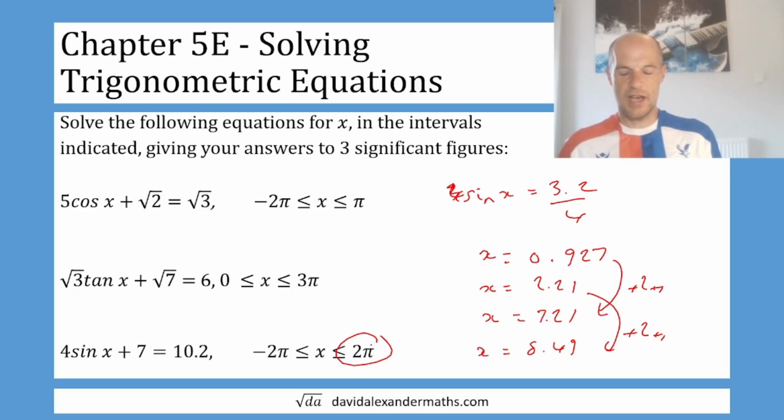Okay, now we are going up to 2 pi. I'm pretty sure we've gone way too far there, and 2 pi is 6.28. So I can get rid of that. That was a waste of time.